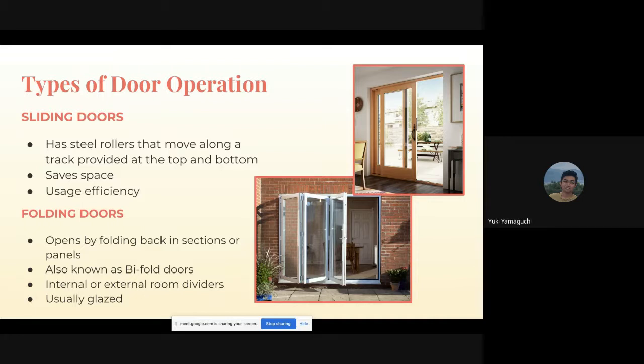Second, we have the folding doors. It opens by folding back in sections or panels. It is also known as bifold doors, and it can be used for internal or external room dividers. It is also usually glazed because the panels are usually made of glass.